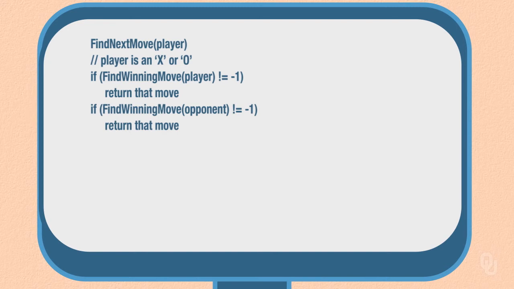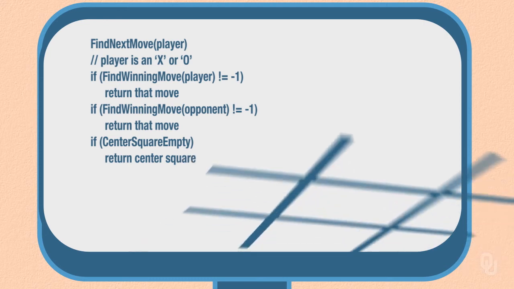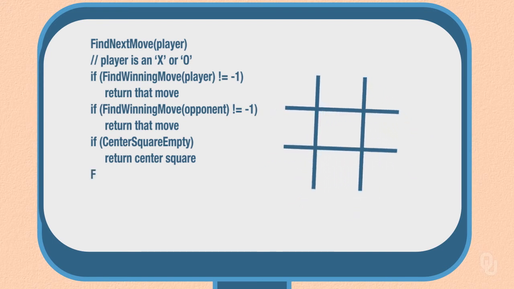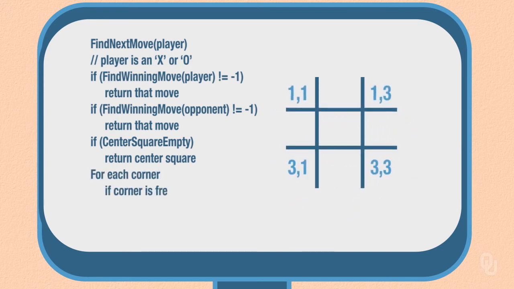Our next rule was if the center square is empty, so we're going to imagine that that's another block that we've written, and it's a pretty simple block. You just look at the center square and say, is it empty? If it's empty, return the center square, and if it's not empty, then you're going to return -1 or something and not do it. And now we're going to look at the corners. Well, there are only 4 corners, so we can just have a little for loop that loops through the corners: 1,1, 1,3, 3,1, and 3,3, and say if that corner is free, then return it.